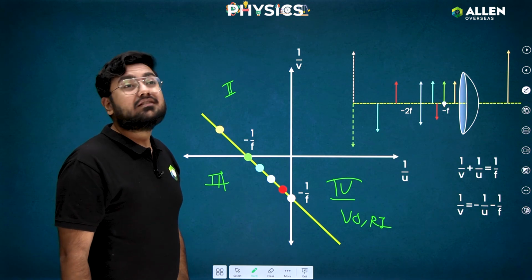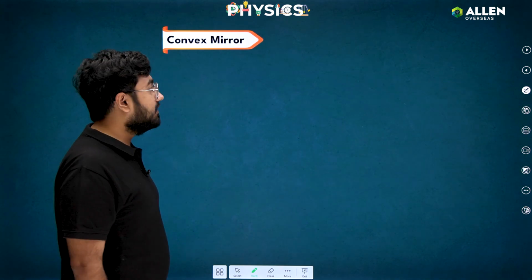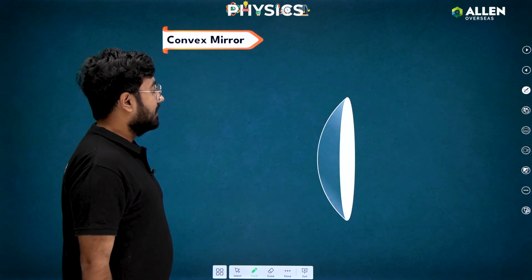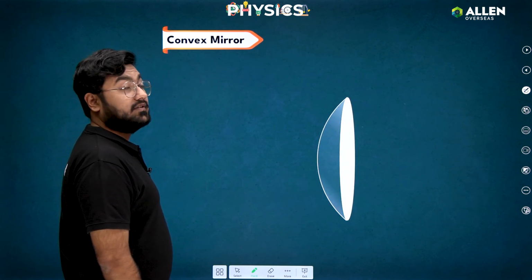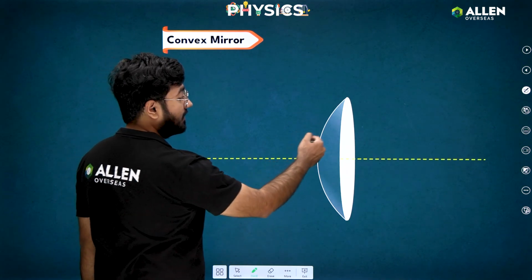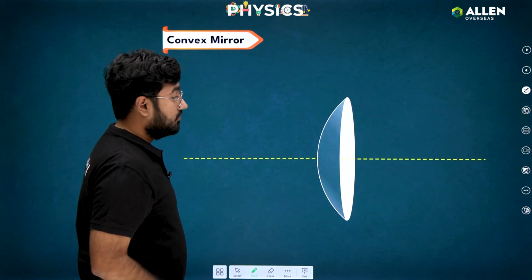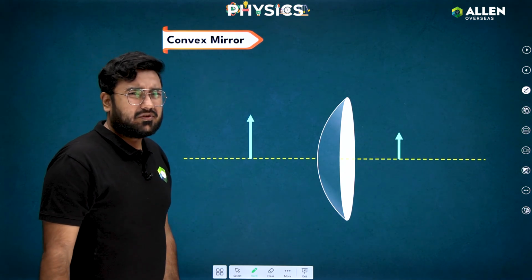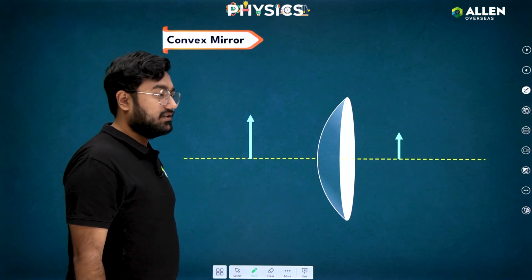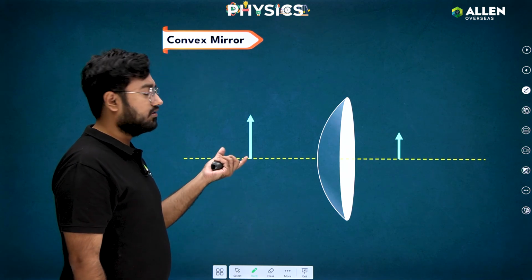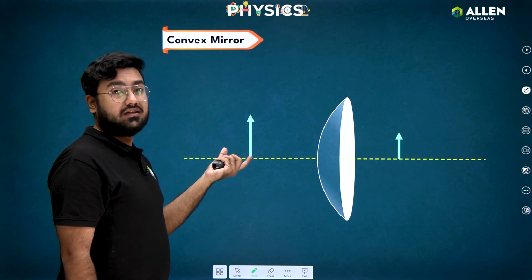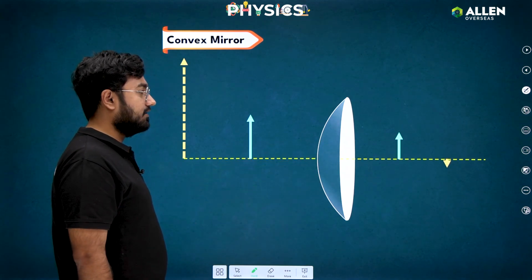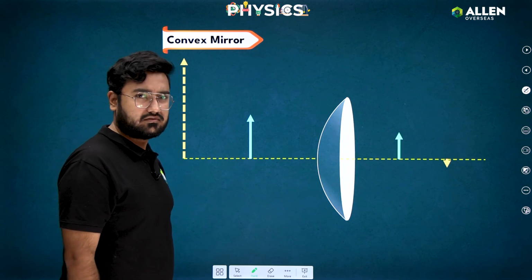Let us move to the sister mirror, that is the convex mirror, the opposite. Again, we have a convex mirror. This is the reflecting side, this is the polished side. You have a principal axis. We have 2 cases for real object. Let us look at the 2 cases. When object is at finite distance, you have virtual image. When it is at infinite distance, you have a virtual image but at the focus.